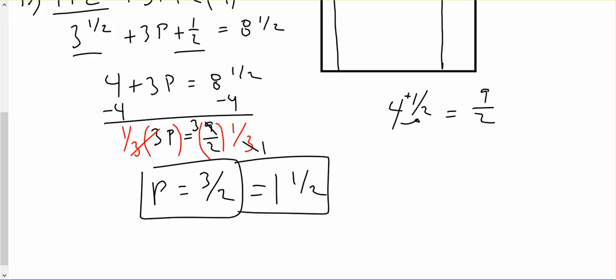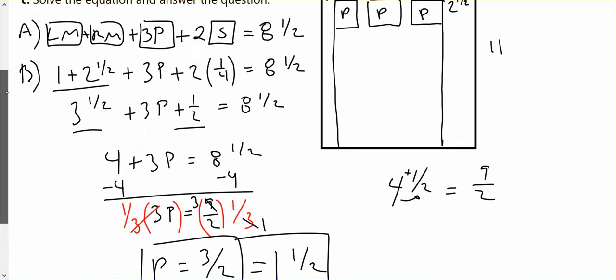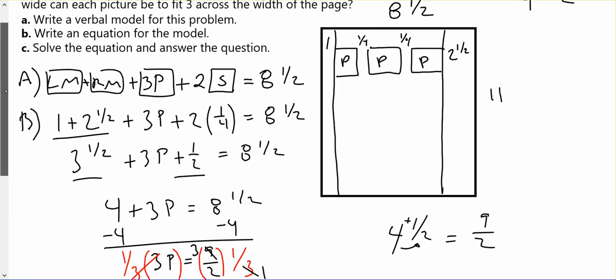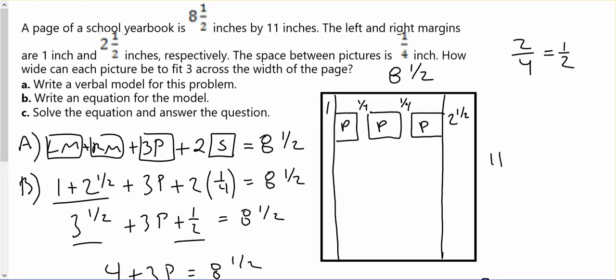So what did we do? We made ourselves a picture, we made a verbal model, we did a bunch of math, and that's how we want to do our word problems. Make sure you're writing stuff down. Make sure you're drawing yourself a picture, getting a good idea of what the question is asking you to do.